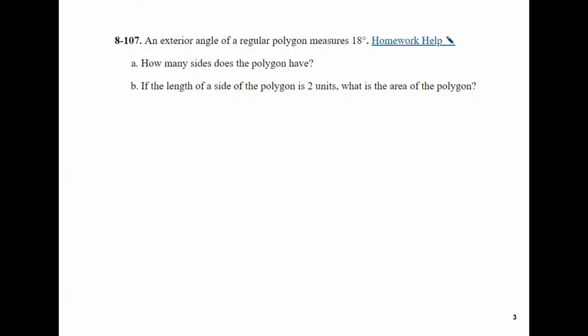Question 8-107, an exterior angle of a regular polygon measures 18 degrees. So remember, when we are talking about a polygon, the exterior angles always add up to 360 degrees. So in order to find how many sides, no matter what our polygon is, it is very similar to finding the central angle, but we can take 360 degrees and divide that by 18, which will tell us the number of sides our polygon has. So our polygon has a total of 20 sides.